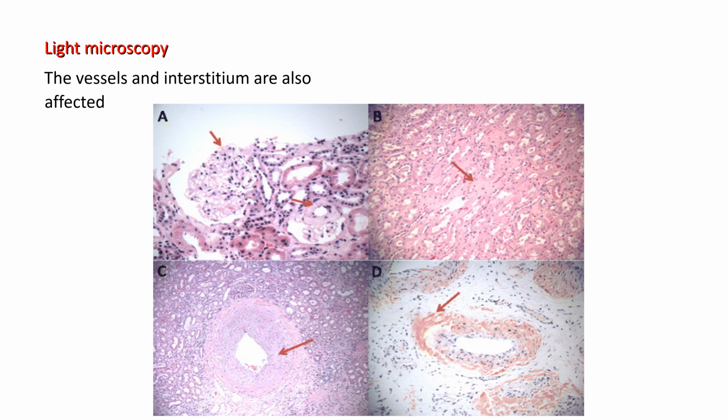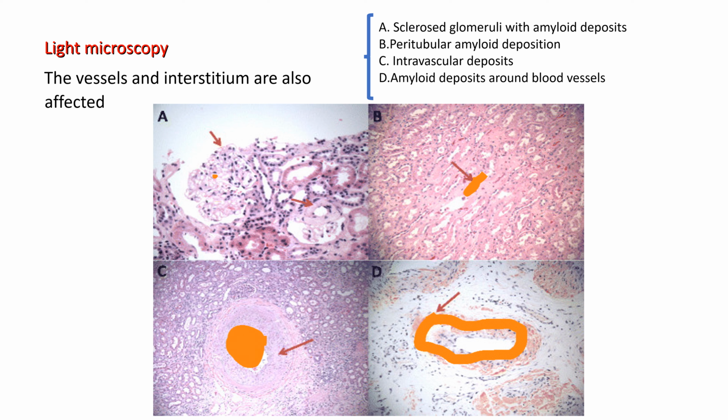In light microscopy, the vessels and interstitium are also affected. Here we can see it in the interstitium, here in D around the vessel, and in C in the vessel. We can see here in image A sclerosed glomeruli with amyloid deposit, in B peritubular amyloid deposition, in C intravascular deposit, and in D amyloid deposit around blood vessels.